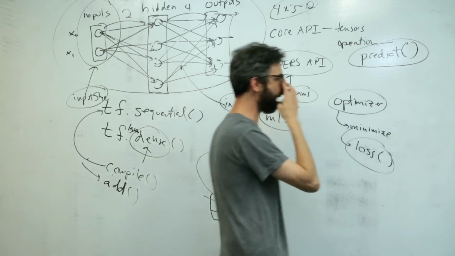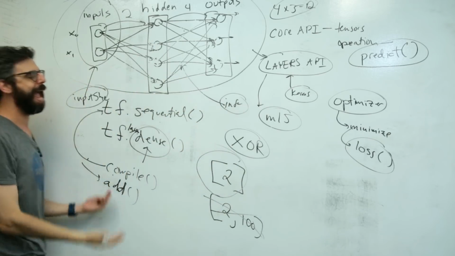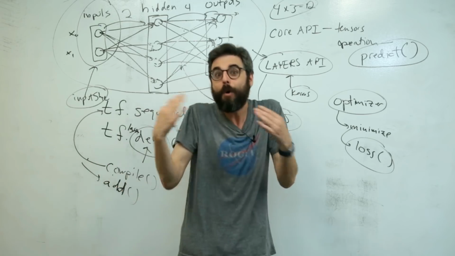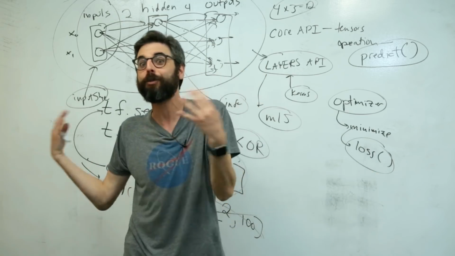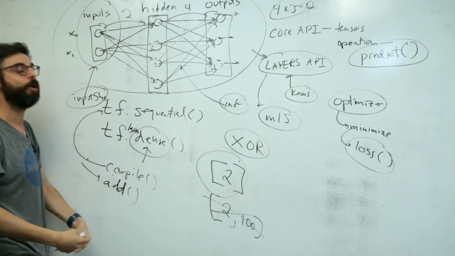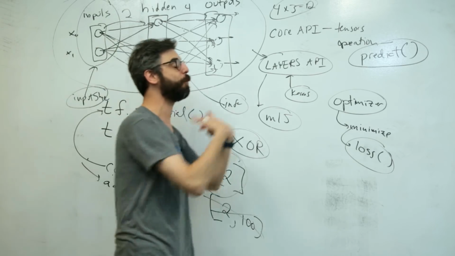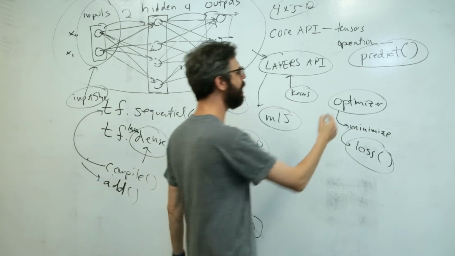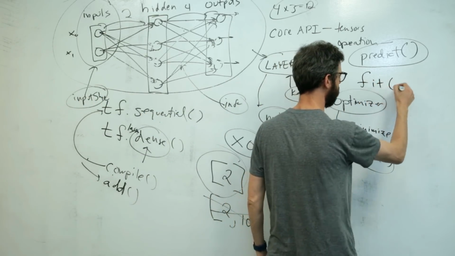Predict is a function where I give the model inputs and get out the outputs. Presumably, I would only do predict after I've trained the model. So I'd want to train the model with some training data, and when it's finished, I can make predictions with new unknown data. So how do I train the model? I use a function called fit.